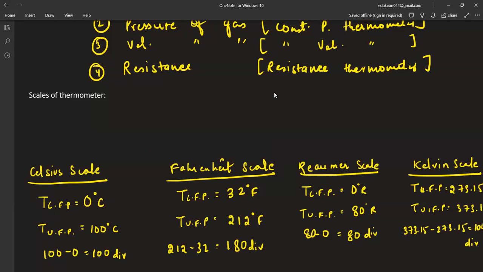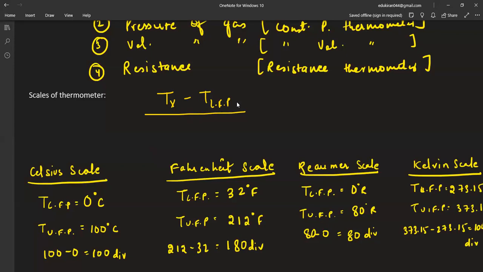Look, let's say this is some temperature X, which I don't know. For any particular thermometer, you have Celsius scale, Fahrenheit scale, Reaumur scale, and Kelvin scale. All the lower fixed points and upper fixed points will be used. I'm not defining the particular scale right now; we'll be discussing the scales. So first you subtract from that temperature the lowest fixed point.